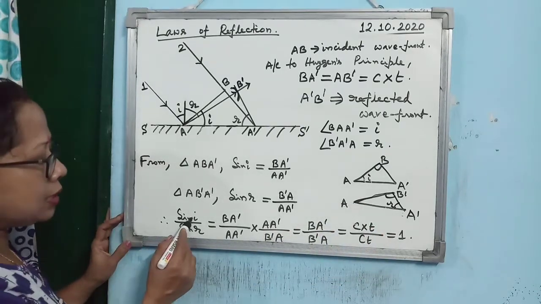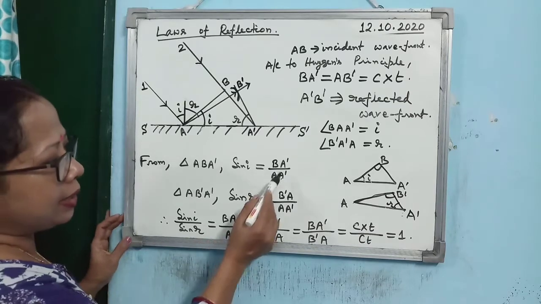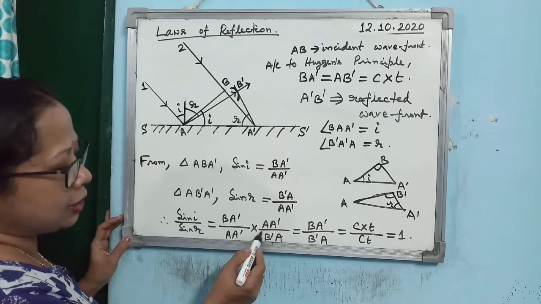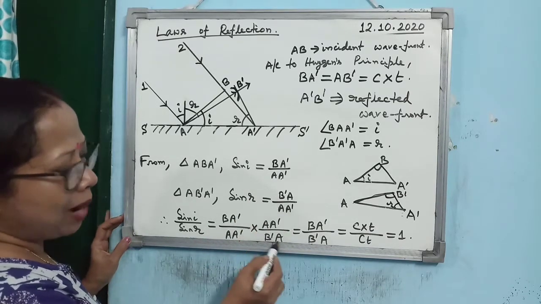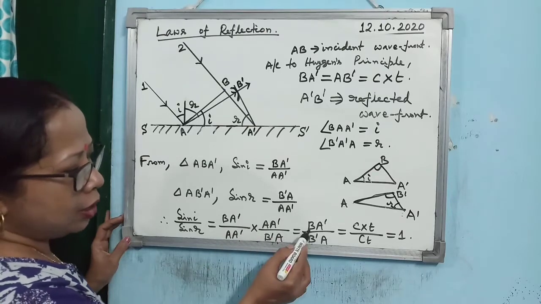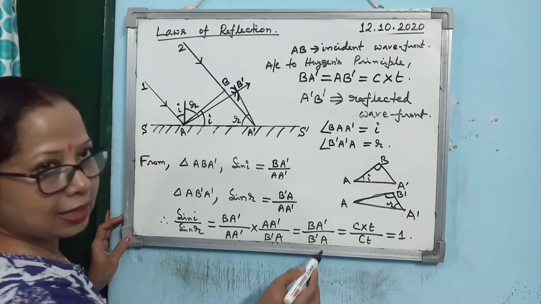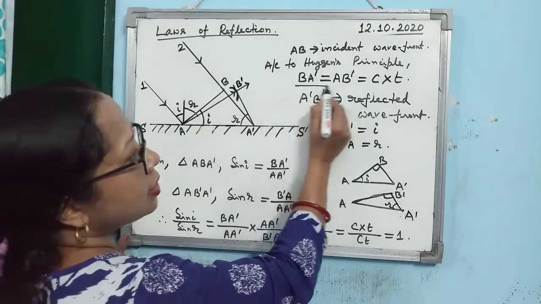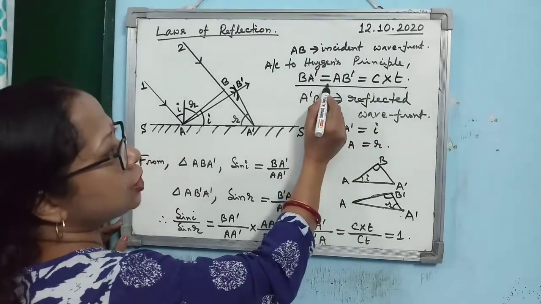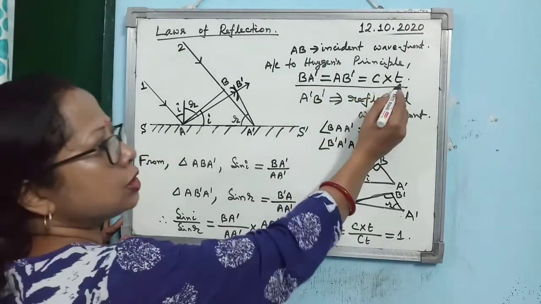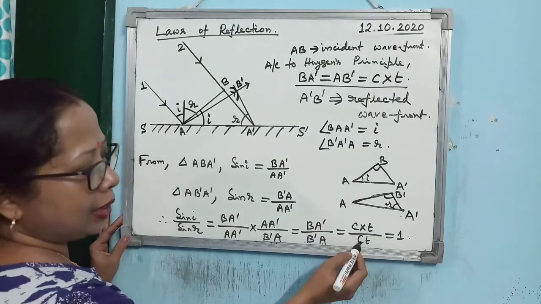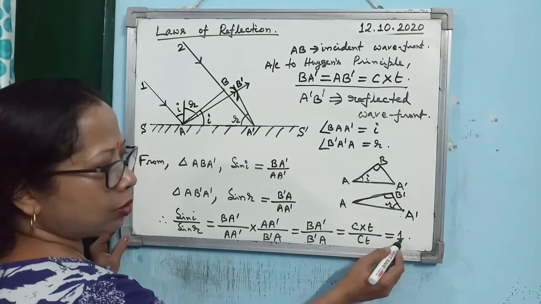Okay. So you see sin I by sin R, you can write it as BA dash by AA dash into AA dash by B dash A. AA dash cancel. So you are getting BA dash by B dash A. But what we know according to Huygens principle, that BA dash equal to AB dash equal to C into T. So you can write it as C into T by C into T equal to 1.